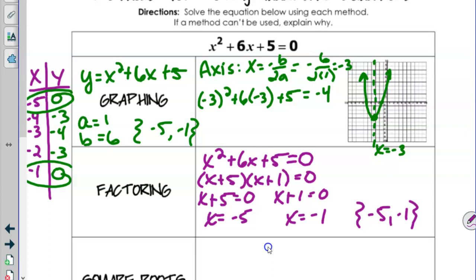Does it matter which order you write the numbers in the brackets? It's supposed to be numerical order. Okay. But I don't take off on it.